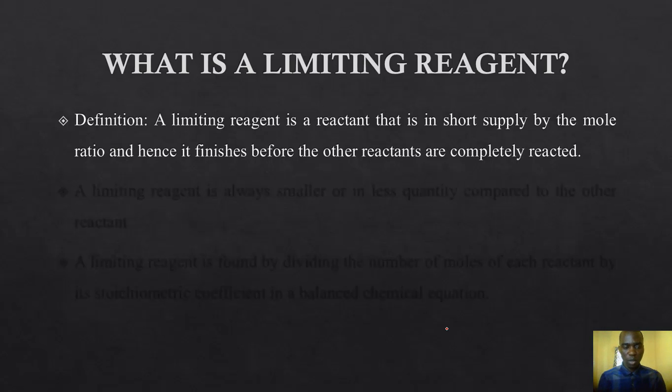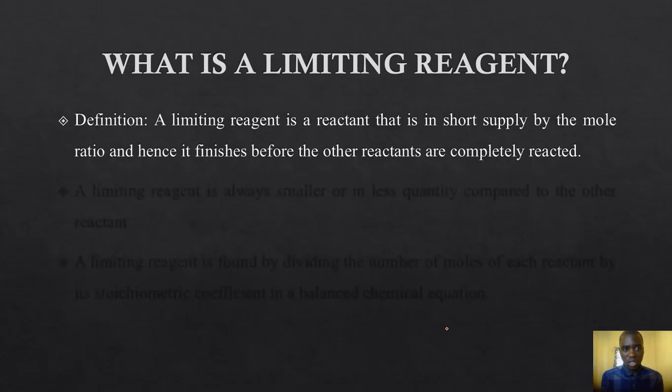For example, when you are cooking nshima, so we are taking a scenario of a typical Zambian child. We love nshima. So when you are cooking nshima, you need some meal, you need water, and you need a pot. Any of these three things can determine how much nshima you're going to prepare. For example, you can have a very big pot, a lot of water, but if you have little meal, then the one which is going to determine how much nshima you're going to prepare is meal. Therefore, meal becomes your limiting reactant. That's what this definition is saying.